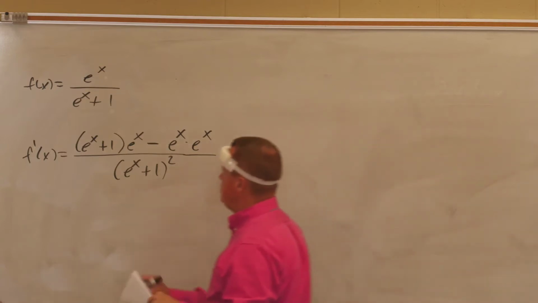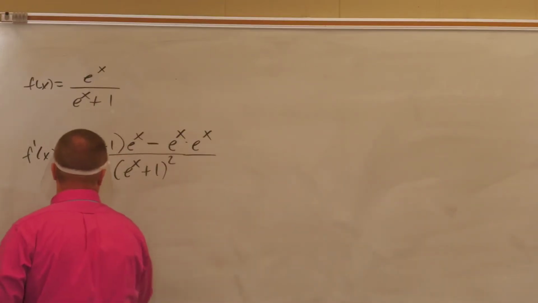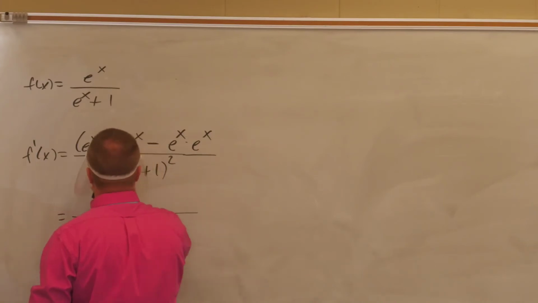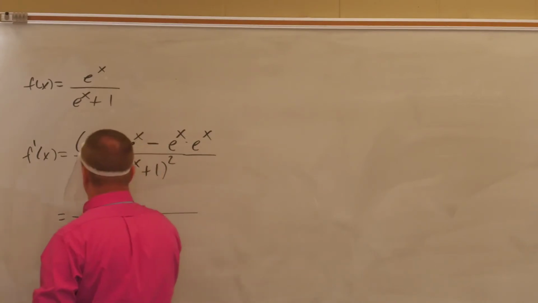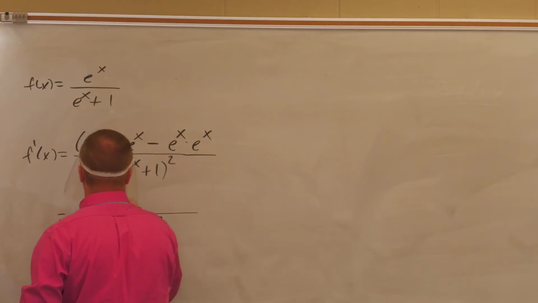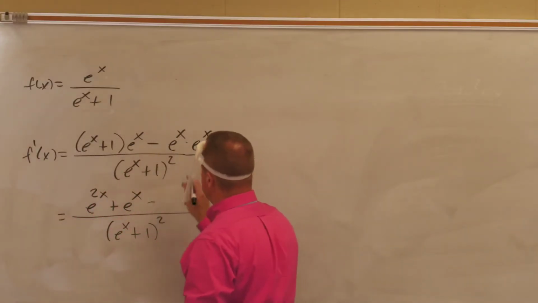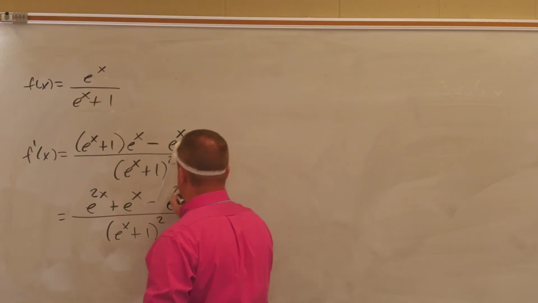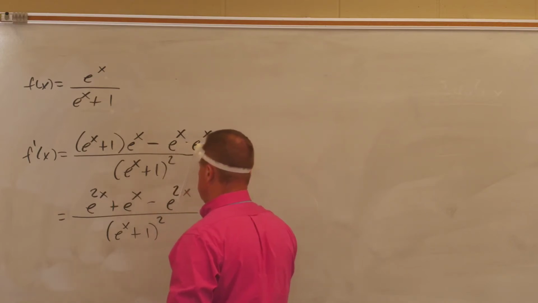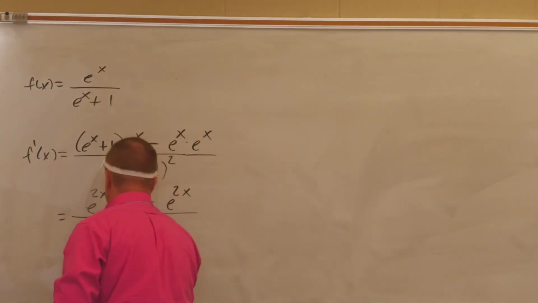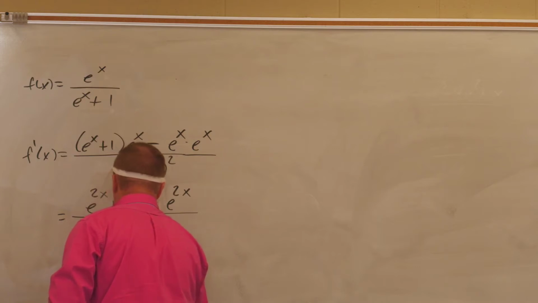Okay, so I'm going to leave the bottom like it is. All right, so here I'll say e to the x times e to the x is e to the 2x. 1 times e to the x is e to the x. Then here minus e to the x times e to the x is e to the 2x. So the e to the 2x is subtracted off. The derivative then is e to the x over e to the x plus 1 squared.